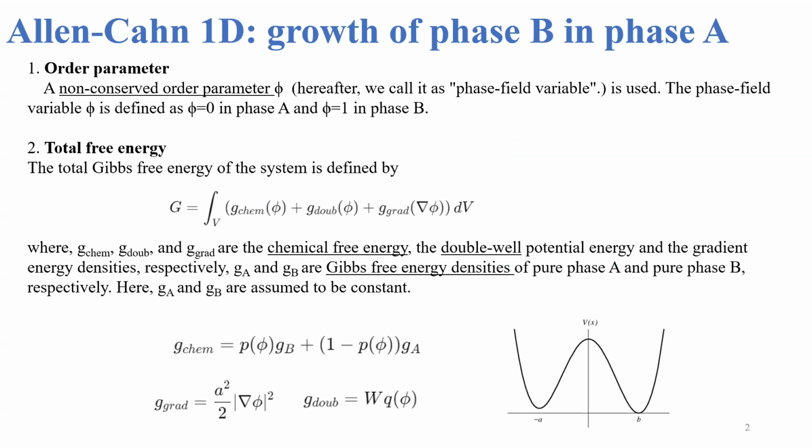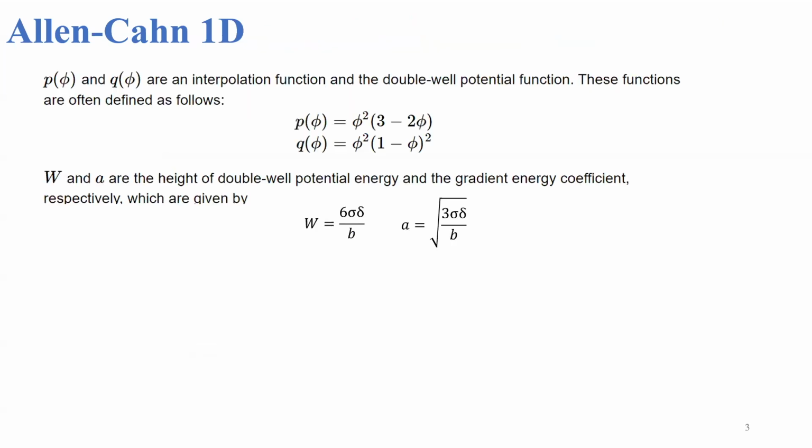The total free energy, how we define it, is kind of arbitrary. So let's assume the free energy has three components. One is the chemical free energy, G-chem, a double well potential energy, given on the right-hand side, and the gradient of the phase variable. We can define parameters P and Q, which are functions of this phase variable, and these functions are often defined as follows.